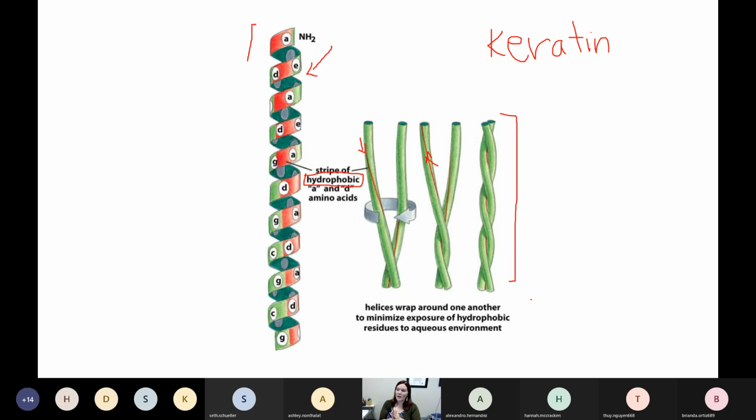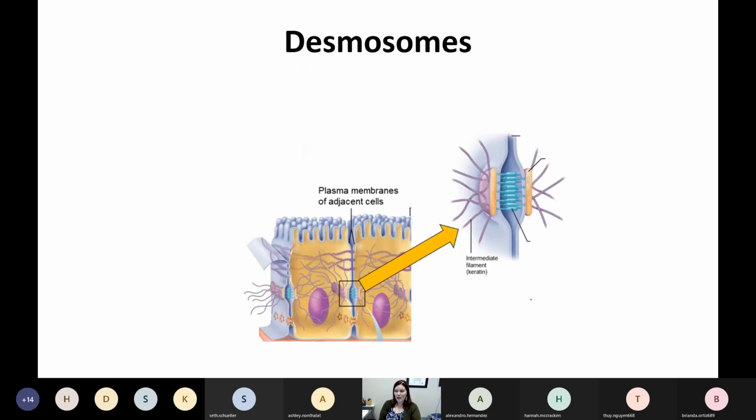So first job of keratin protein, it fills up these cells and makes them really tough. It makes them resistant to damage. The other job of the keratin protein is to help us make a kind of attachment site between our cells called desmosomes. Desmosomes are a type of attachment site that resist pulling in multiple directions.